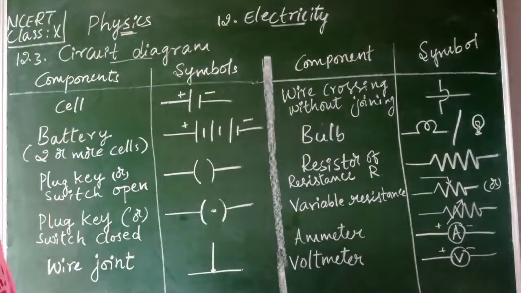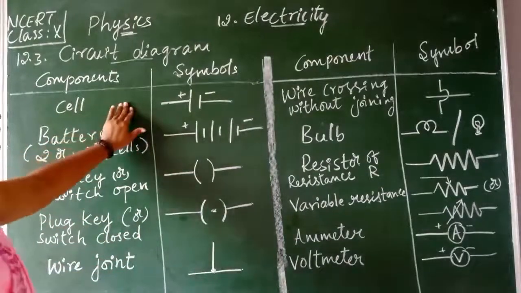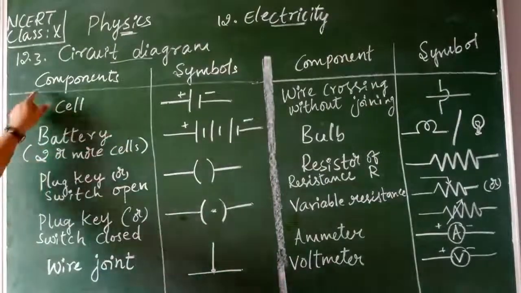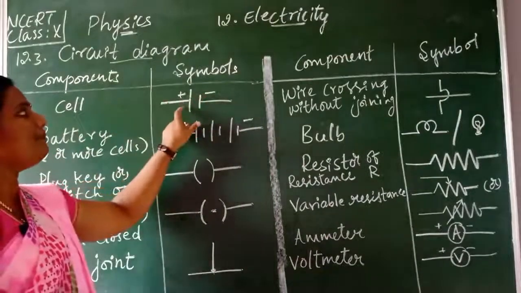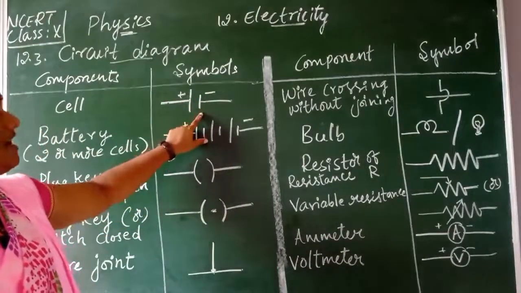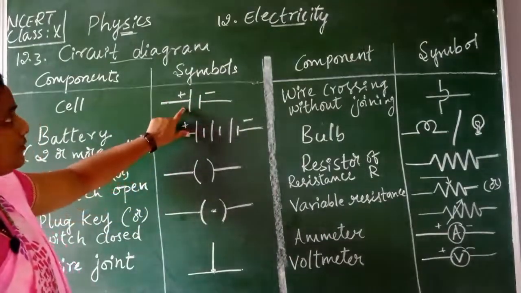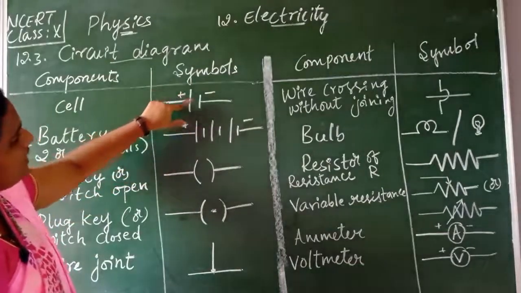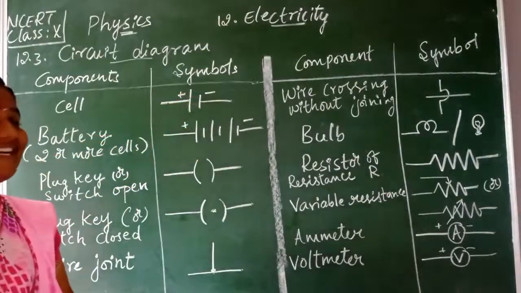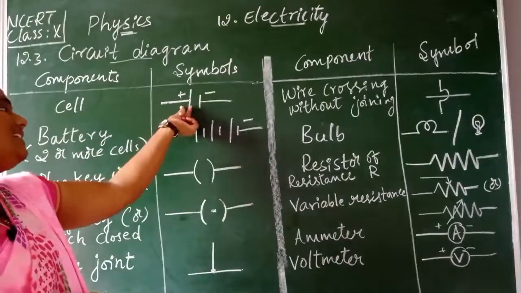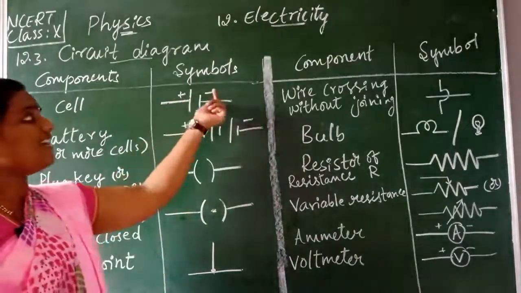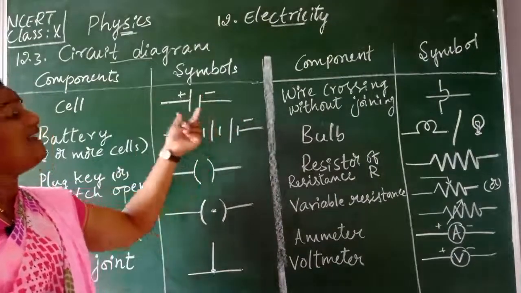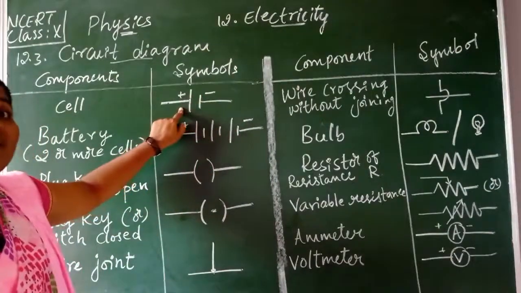So why waste time, children? Let us have a look at these. The first component is the cell, and its symbol is represented with two lines. Observe this carefully, children. One line is bigger and the other is small, isn't it? The big line indicates the positive terminal, and the small line indicates the negative terminal. In our earlier classes we learnt that.